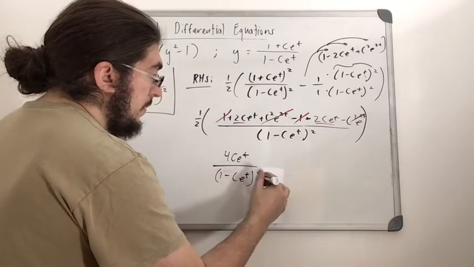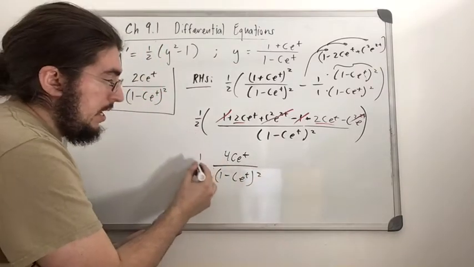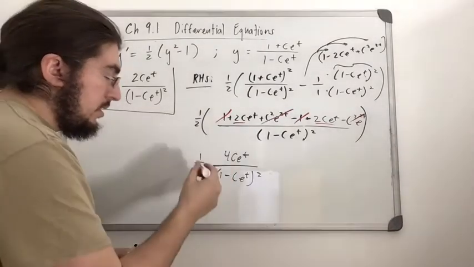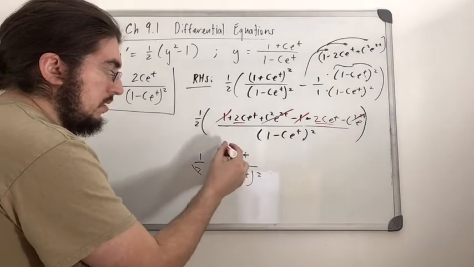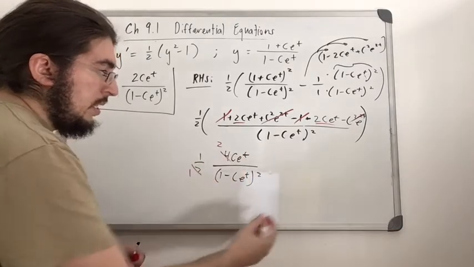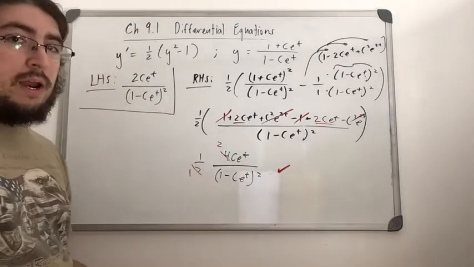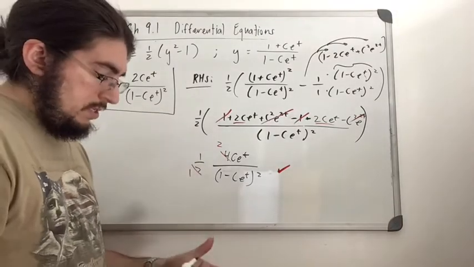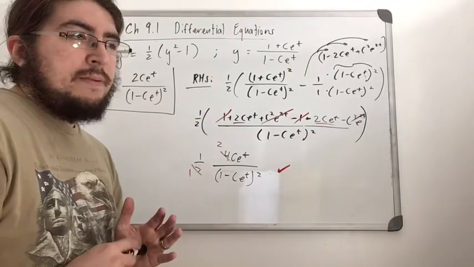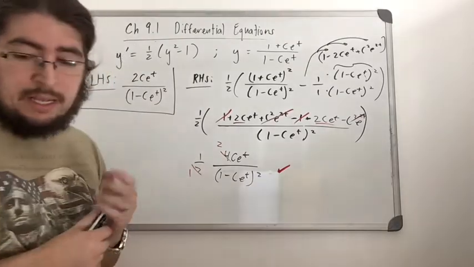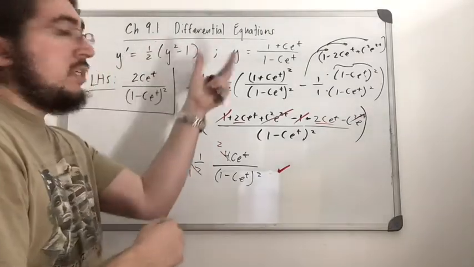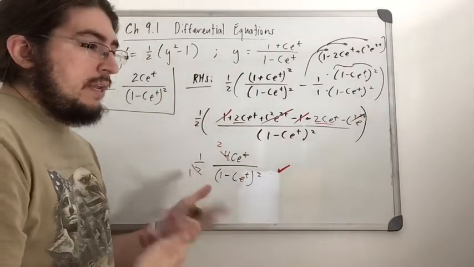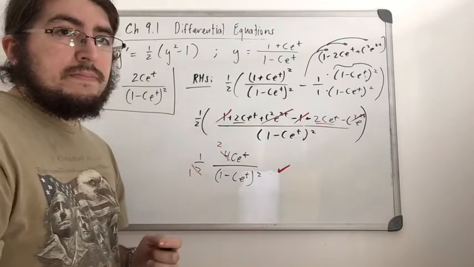But that's okay because we still have this 1 half on the outside, and 1 half times 4 is just 2. In other words, 2 goes into 4 twice. And we're exactly left with what the left-hand side is. So the left-hand side is equal to the right-hand side, and that's one way to check. In fact, that's the best way of checking. That's the most complicated it really gets: you plug your solution into the left-hand side and right-hand side, see that they simplify to the same thing, and that's a way to check your solution.